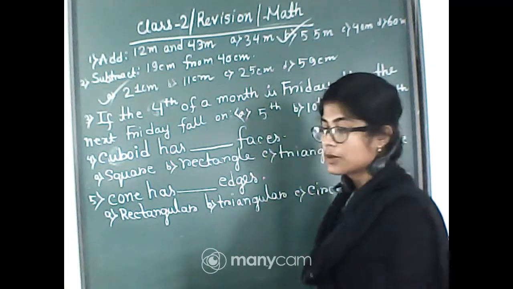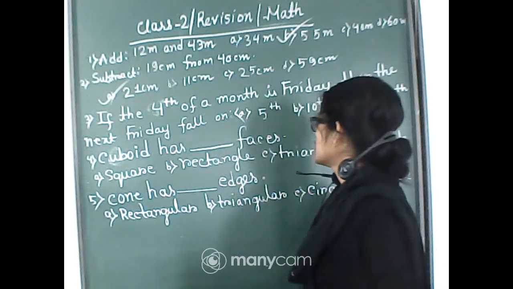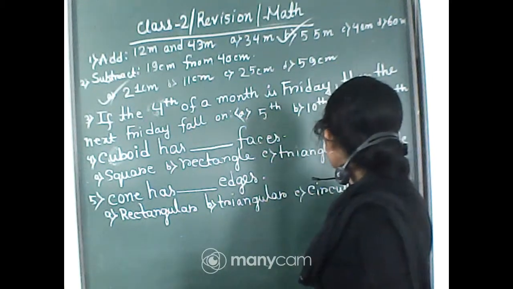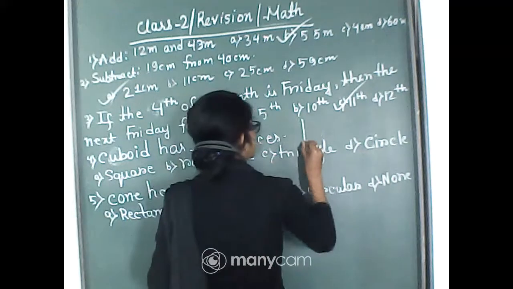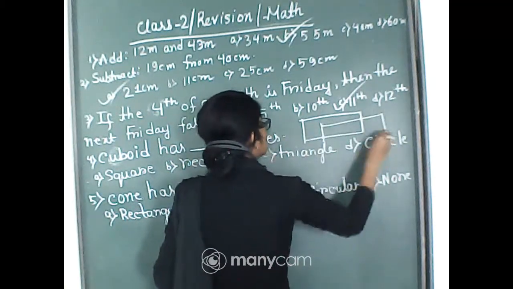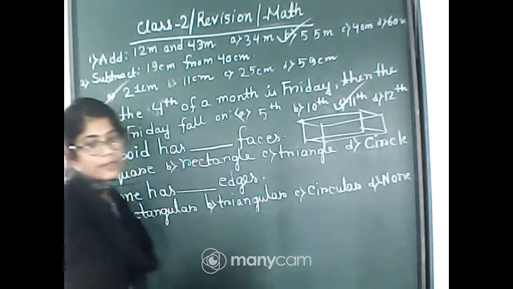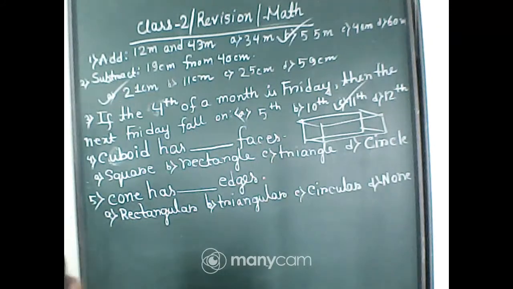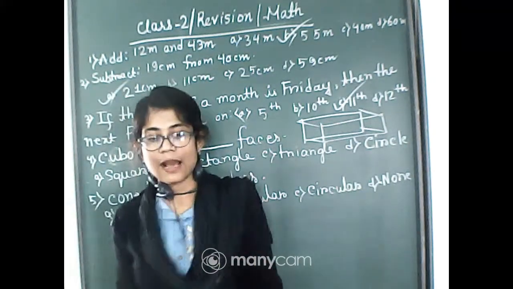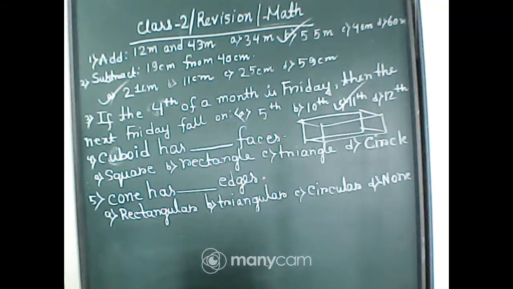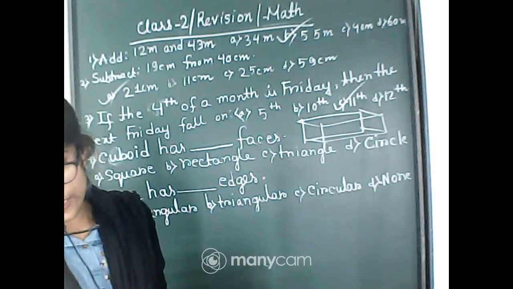Now cuboid has dash faces. So cuboid has which types of faces? Is it square face, rectangle face, triangle face or circle face? Rectangle, yes. Whenever we draw a cuboid, it looks like this, isn't it? So it's definitely rectangles. This duster is also an example of a cuboid, so it's a rectangle. Now the fifth question, cone has dash edges. Is it rectangular, triangular, circular or none of this? Triangular. Oshmi has said triangular, Ankita has said triangular.